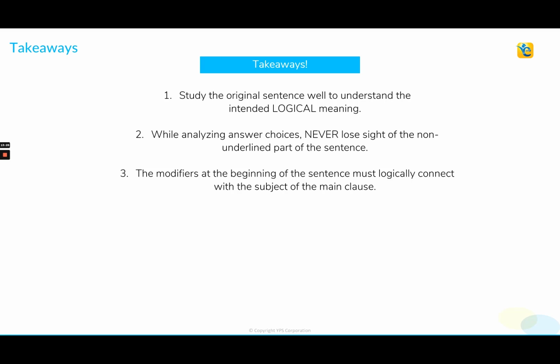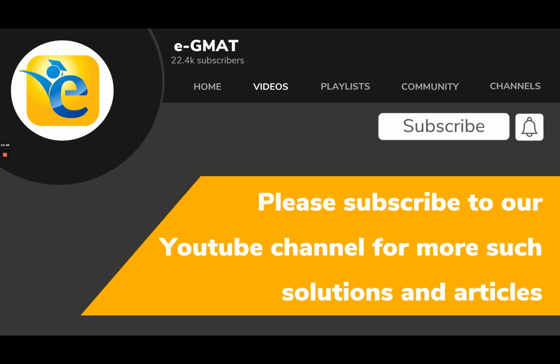Also, the modifiers in the beginning of the sentence must logically connect with the subject of the main clause if the opening modifier is a noun modifier. There should not be any hindrance between the opening noun modifier and the subject, like we saw in choices D and E. So with this, we come to an end of this solution.